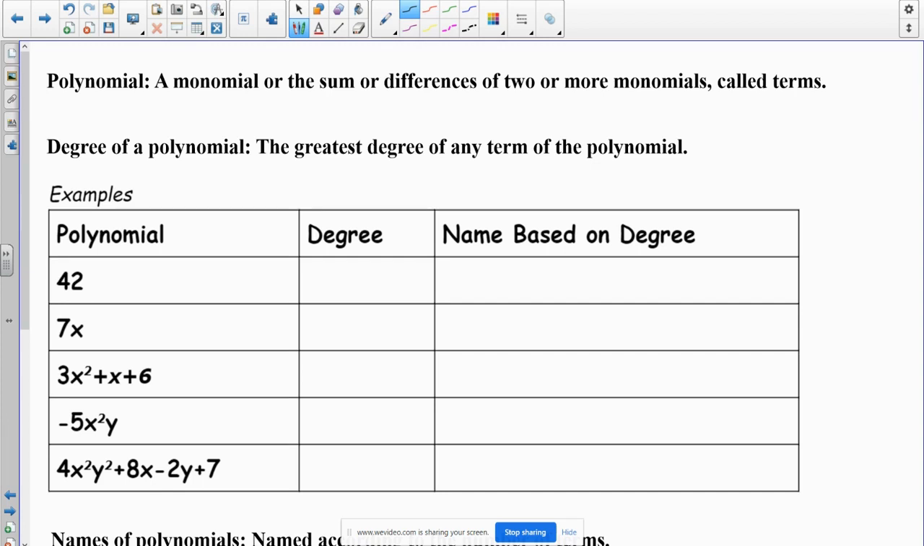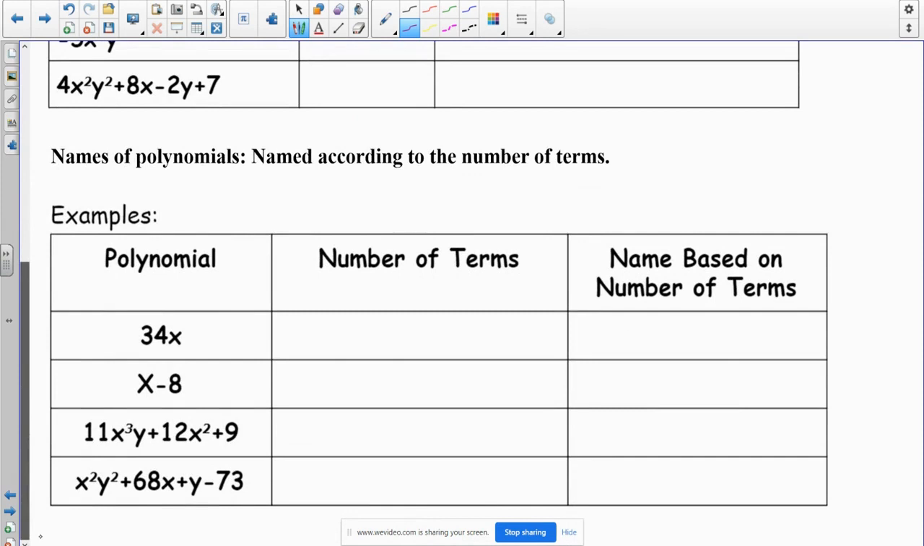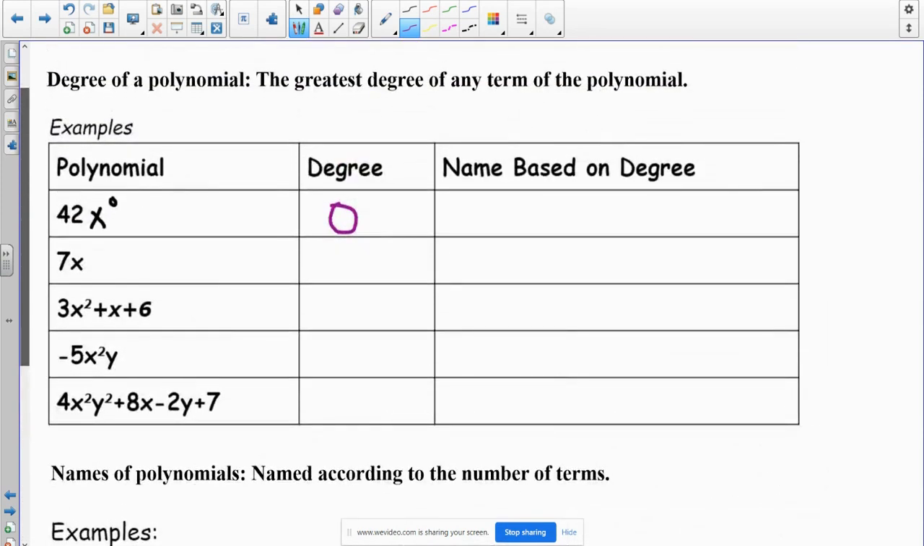We're going to start with 42 here. The degree would be 0, like we just looked at, because there isn't an exponent, so you can think of it as x to the 0 power if you wanted to. The degree would be 0, and the name, based on the degree, of this type of polynomial would be a constant.